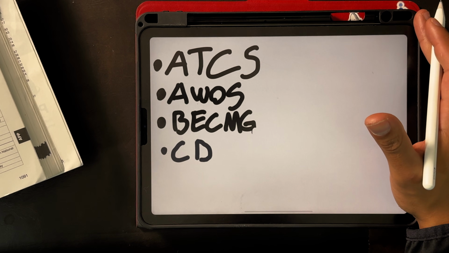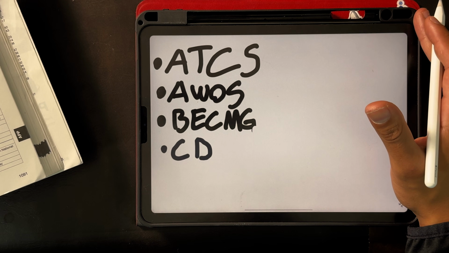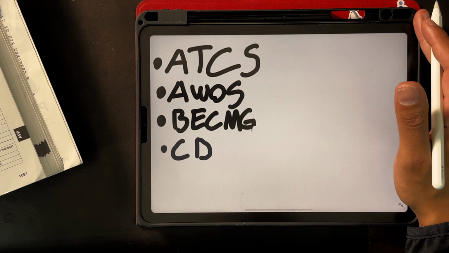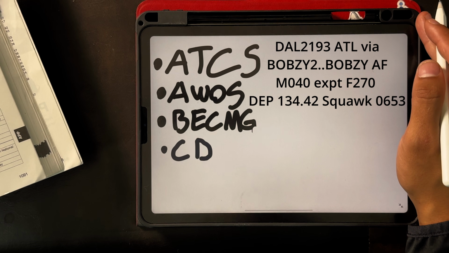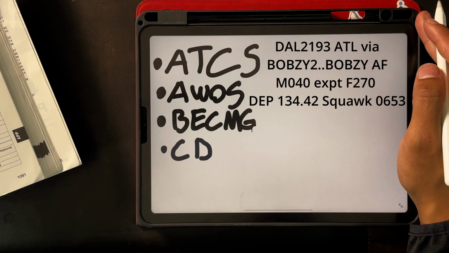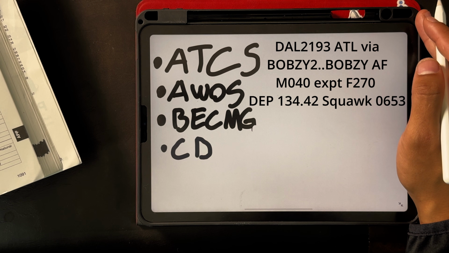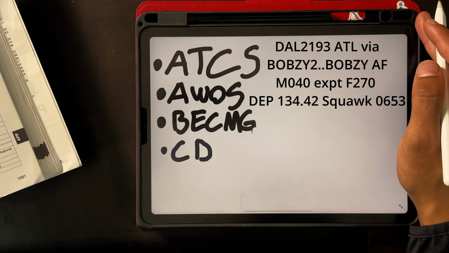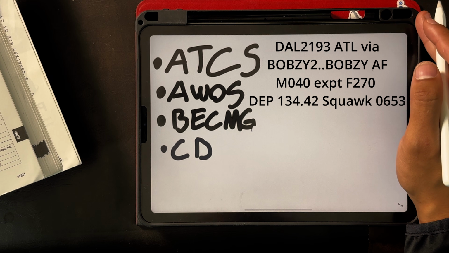I'll give you an example of an air traffic control clearance that I'm just making up. This, if you are a pilot, is not necessarily a real route. But Delta 2193, you are cleared to the Atlanta Hartsfield-Jackson International Airport via the Bob Z2 departure, Bob Z transition, then as filed. On departure, maintain 4,000, expect flight level 270 within 10 nautical miles of departure. Departure frequency 134.42, squawk 0653.